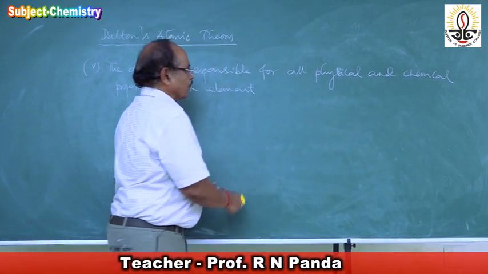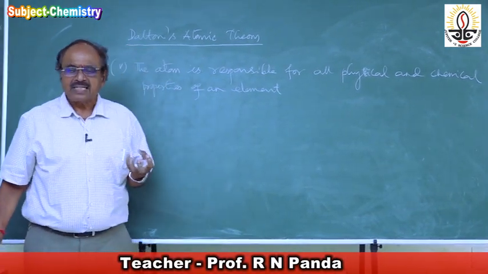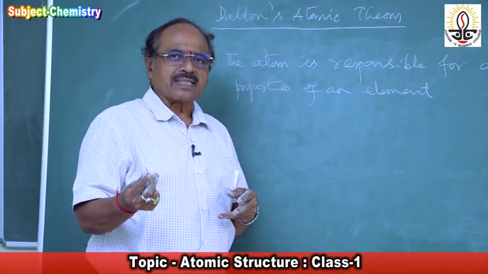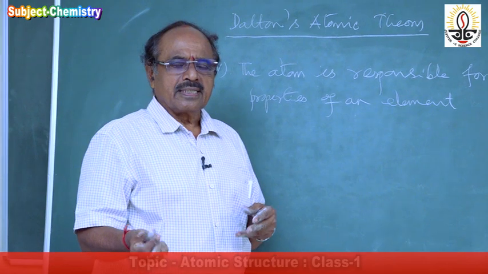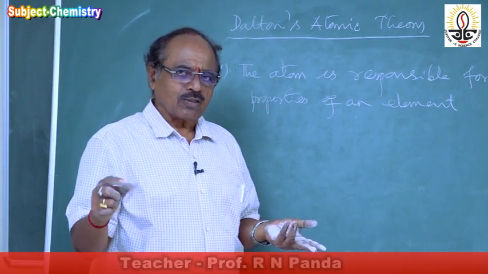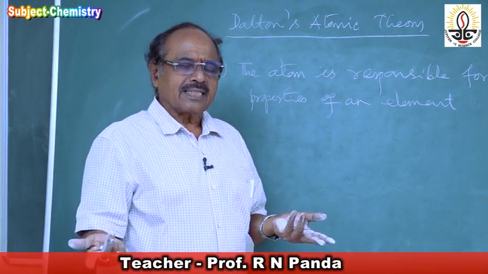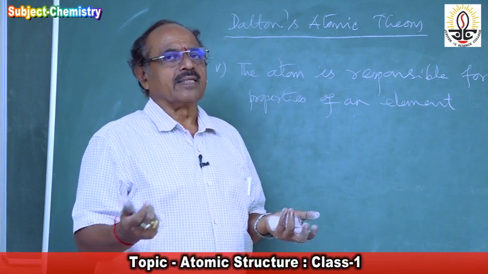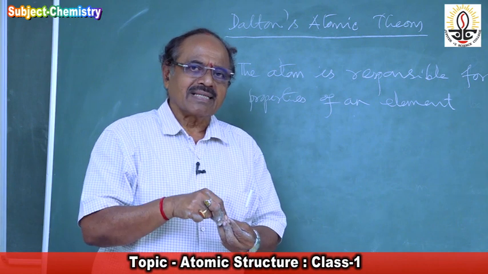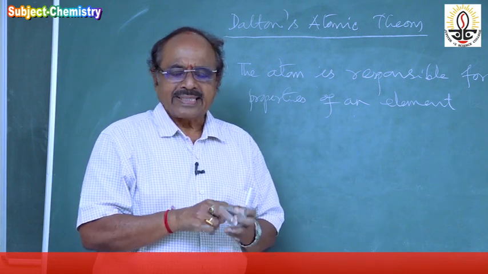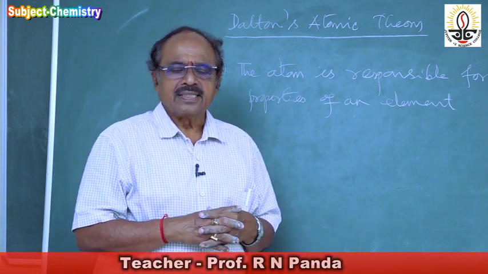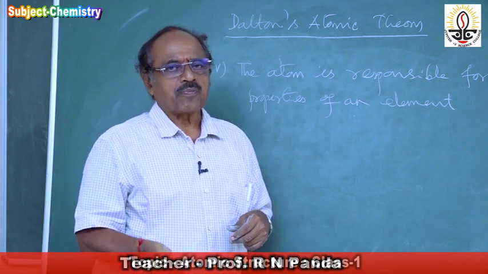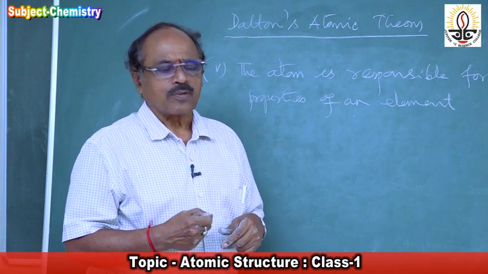Five postulates he proposed. And what does this atom contain? The atom contains the matter of the element. It is a particle. It has mass. It has its own volume, the atomic volume. It has its atomic mass. So the atom contains the matter of the element and it cannot be further subdivided. It may or may not exist freely. It is responsible for all physical and chemical properties.